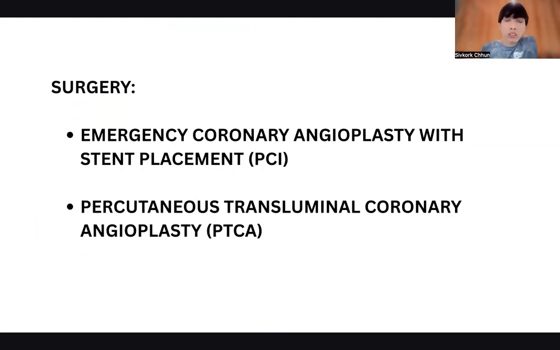The surgery includes emergency coronary angiography with stent placement. So we call it PCI to unclog the heart artery, inflating the balloon and compressing the plaque inside the heart. Percutaneous transluminal coronary angioplasty is the PTCA. A small, deflated balloon is inflated to crush the blood clot and the fatty plaque. So these are surgical procedures to treat severe myocardial infarction.